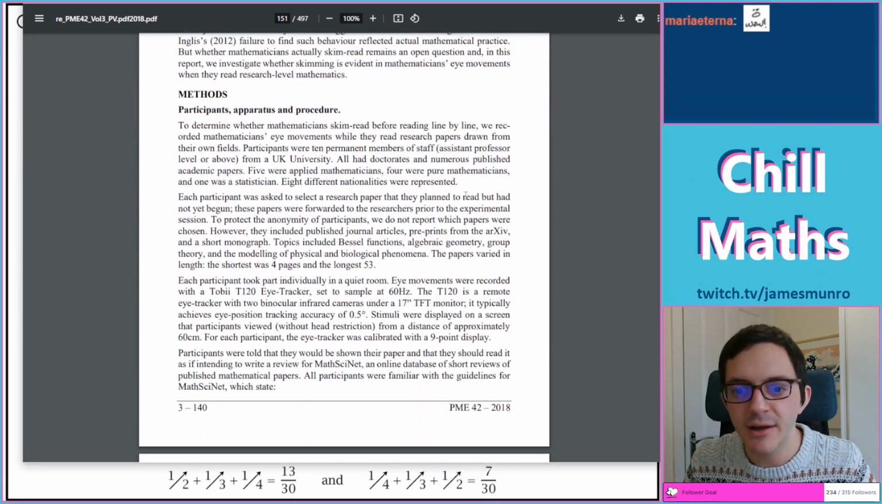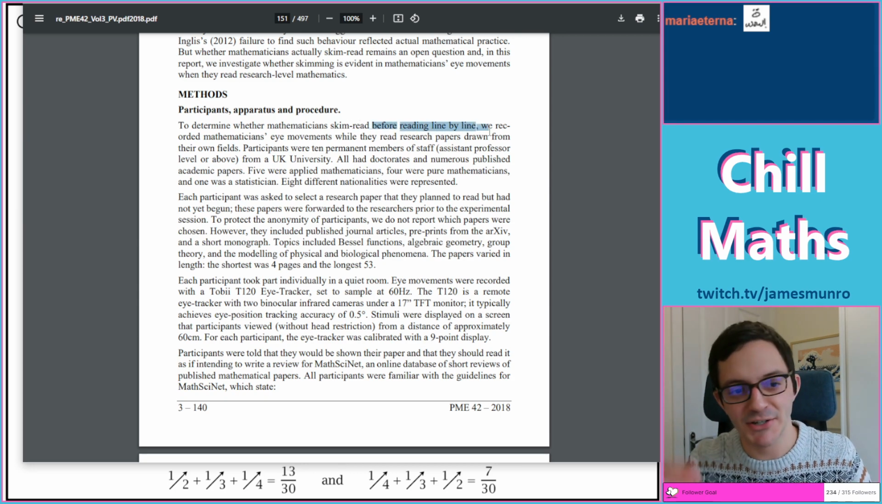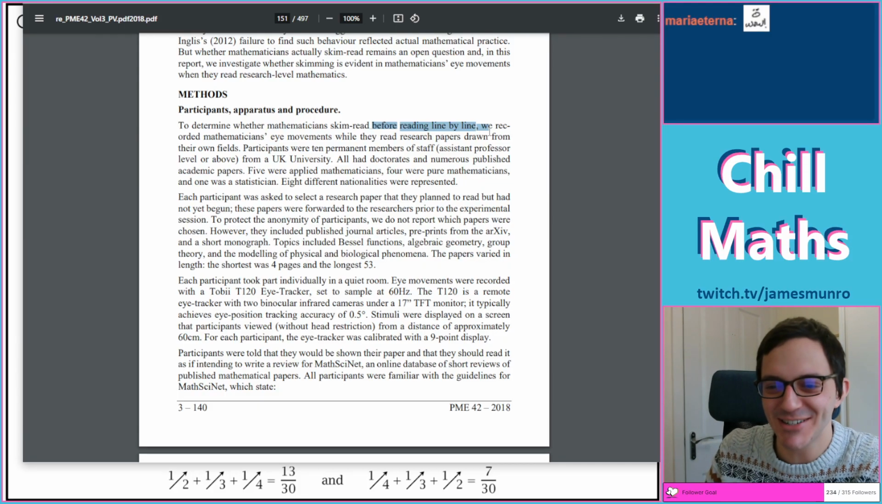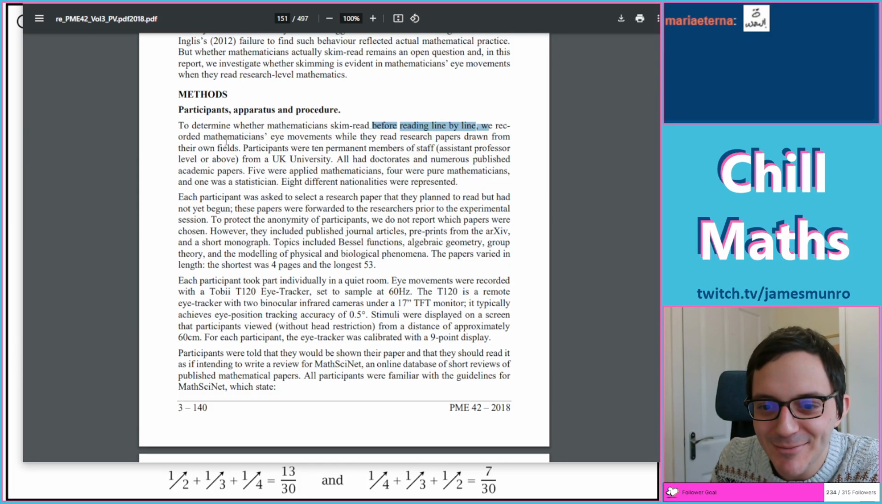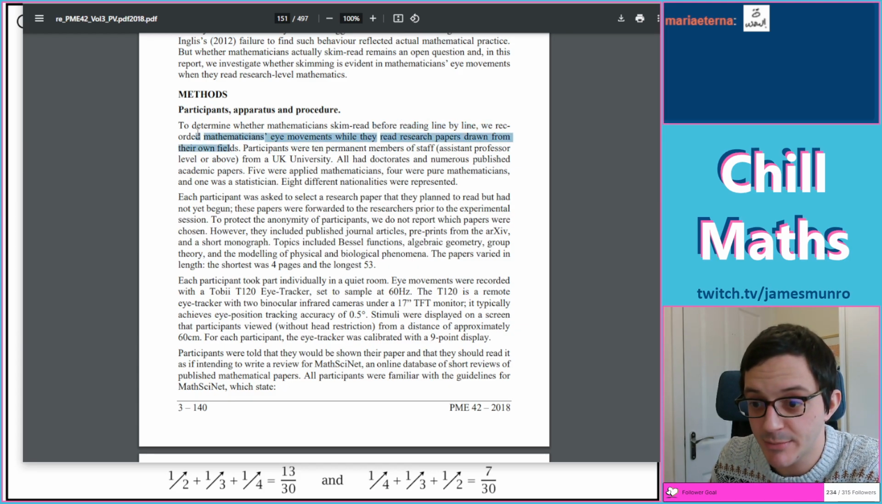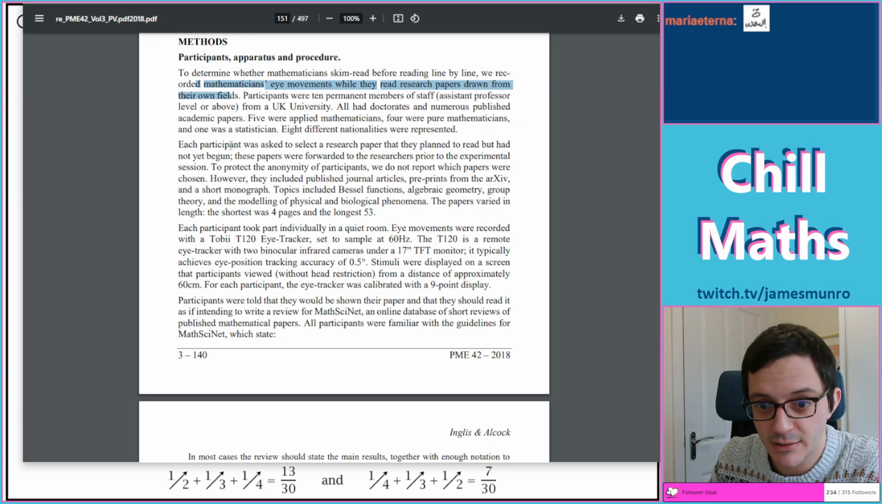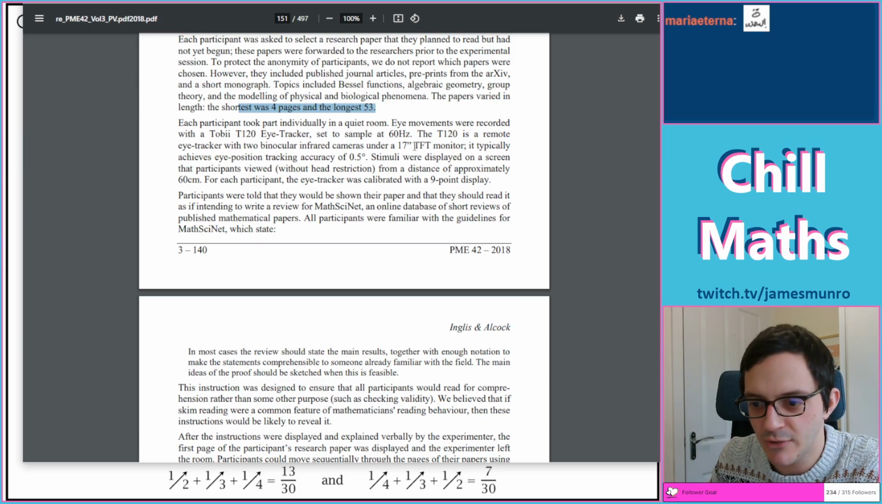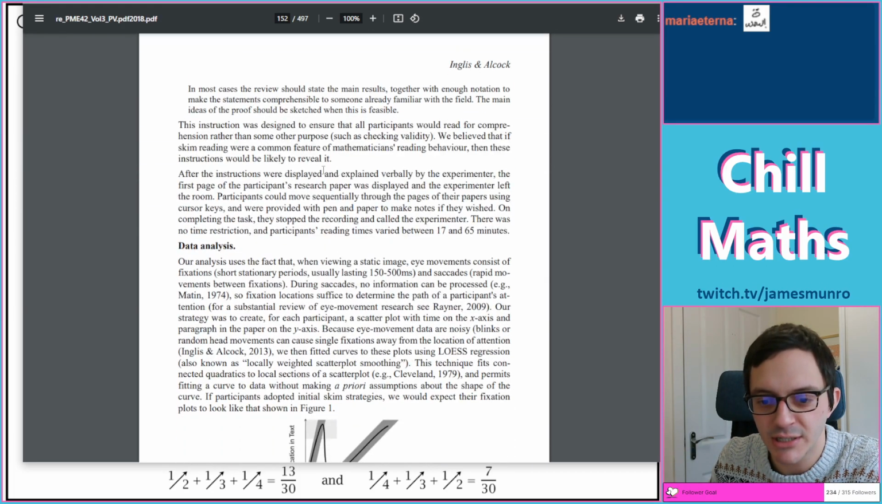2018, it's been a while. Right, to determine whether mathematicians skim read before reading line by line, he says, jumping straight down to methods. To determine whether mathematicians skim read, we recorded mathematicians' eye movements while they read research papers drawn from their own fields. Ah, they're reading research papers. Let's play them already begun. These papers are forwarded to researchers. Okay. They picked different lengths of papers. Interesting. Quiet room, eye tracker, methodology, data.